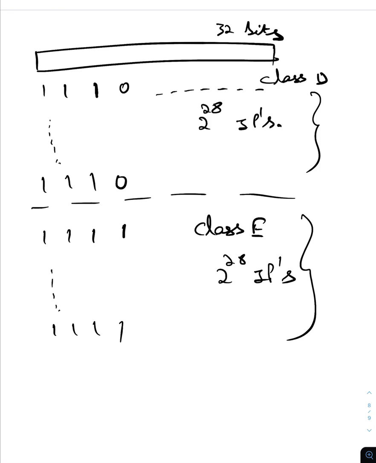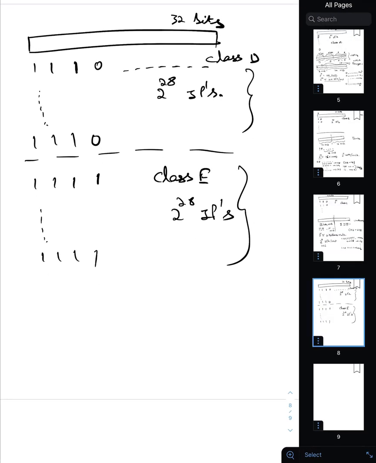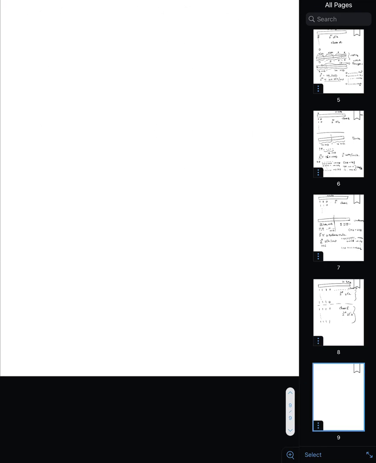Class D is reserved for multicasting, and class E is just reserved for military purposes. I don't have much information about them, but they're just reserved for military purposes. Class E for military purposes and class D for multicasting. So let me explain something more on the number of hosts here.